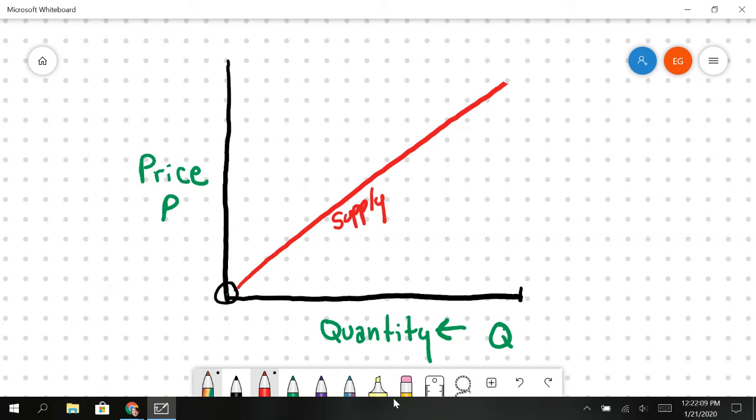Now, the second part of a supply and demand graph is demand. And this is how the demand line generally looks. It usually goes down as a negative line. Now, why is this? Well, demand changes as price and quantity change as well.